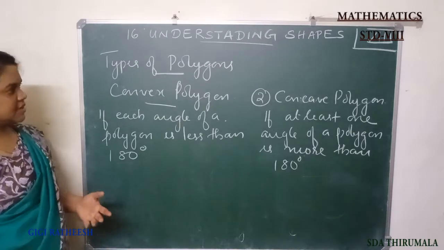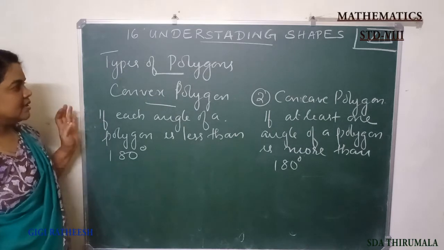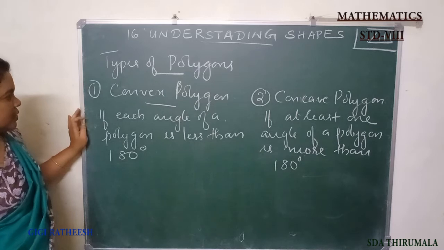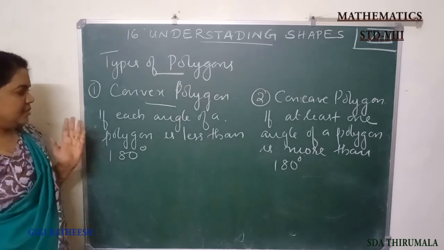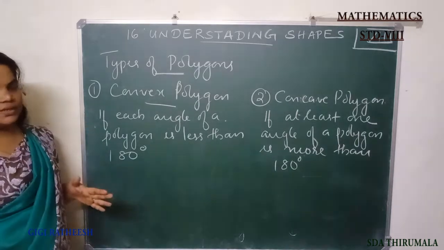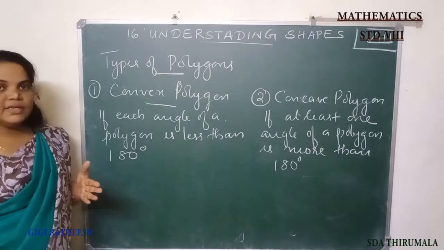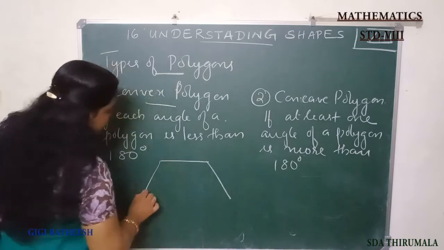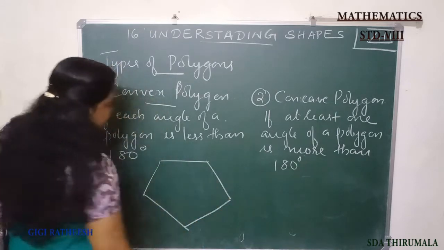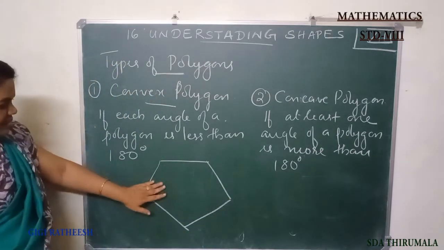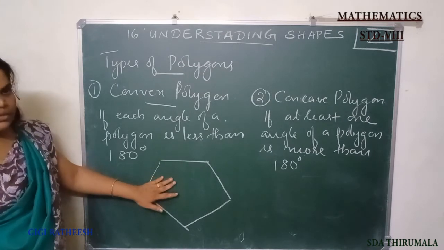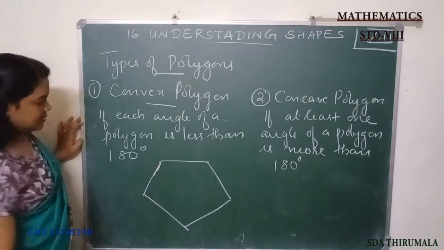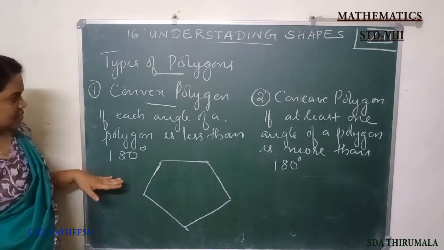Okay, next is types of polygons. There are 2 types of polygon, one is a convex polygon and the second one is a concave polygon. What is a convex polygon? If each angle of a polygon is less than 180 degrees, then this is a convex polygon. That is, every angle is less than 180 degrees. That is called a convex polygon.